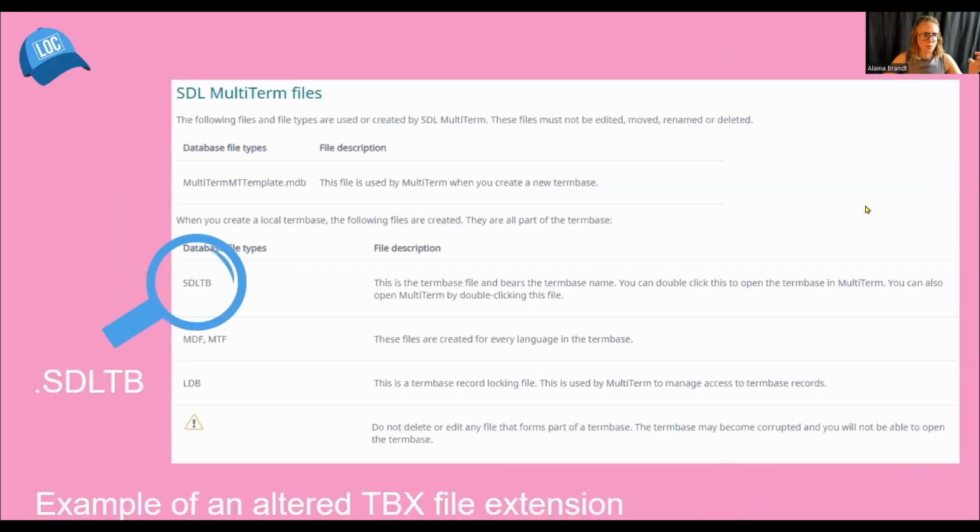So Termbase Exchange, or TBX, is the underlying file format of compatible term bases, but the TBX file extension is often altered by CAT tool creators for the purposes of branding. So this is just an example of a multi-term term base that has the primary file extension of .sdltb.